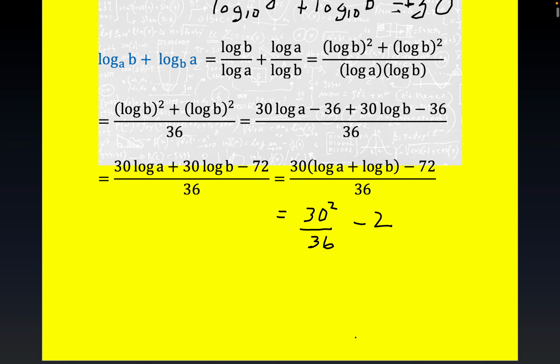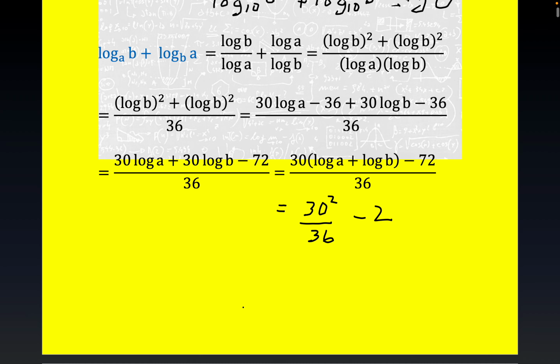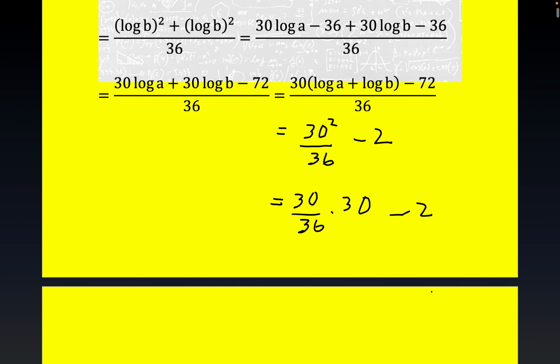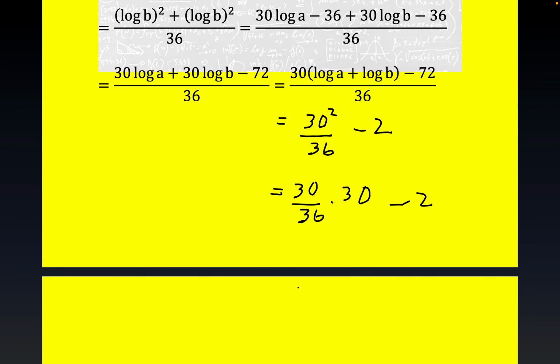30, maybe it'd be easier just to write it like this. 30 over 36 times 30. Yeah, this might be easier, minus 2. Yeah, okay, that looks like it may simplify a little bit easier, because this would be the same thing as 5 over 6. 5 over 6, that'll cancel 5. And so, y'all, I'm getting 23 out of this.